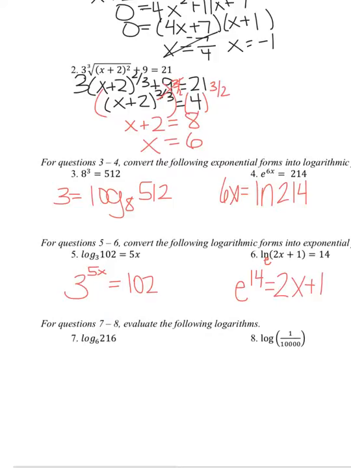Number 7 and 8 are for evaluating. Okay, so you could type these into your calculator, but I do want to make sure you understand what this is asking you. Number 7, that is asking me 6 to what power is 216? Okay, so some of you should be able to definitely do that in your head. 6 to what power is 216? That's going to be 3.